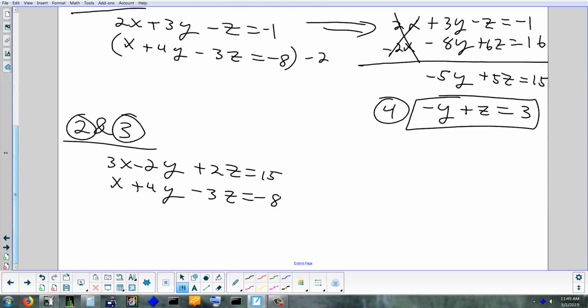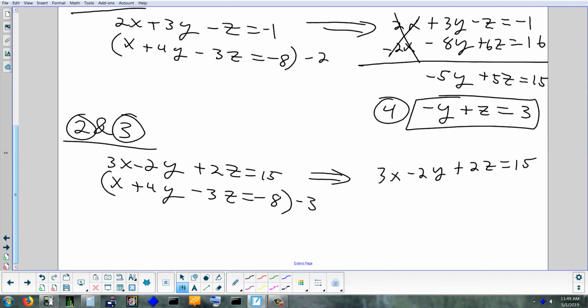Okay, so you have to get rid of the same variable. So what variable are we getting rid of? X. Yep. And which equation are you going to modify to make that happen? The bottom one. And what would you multiply it by to make that happen? Negative 3. Yep, perfect. Top equation, I'm just going to copy it over. A lot of copying. 3x minus 2y plus 2z equals 15.